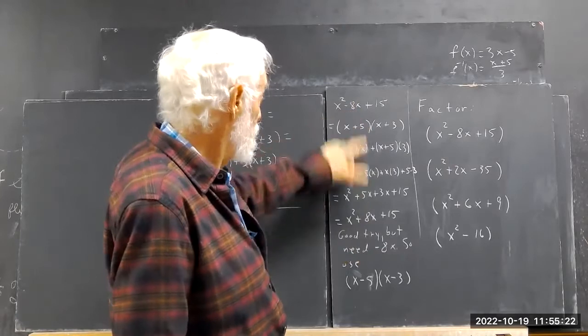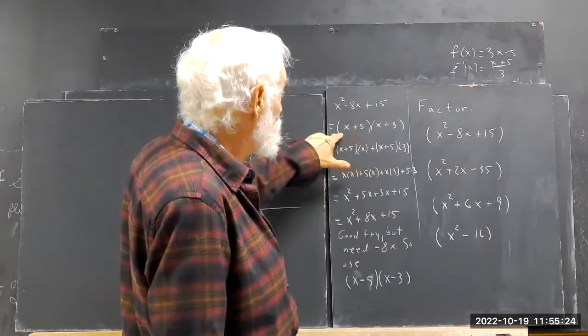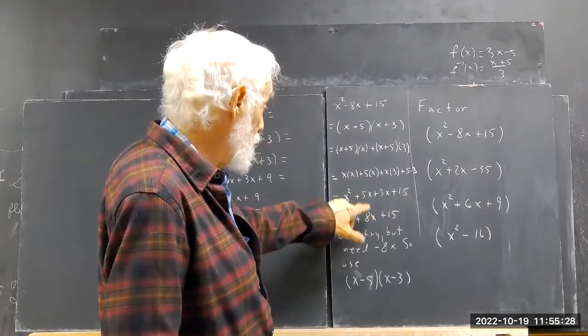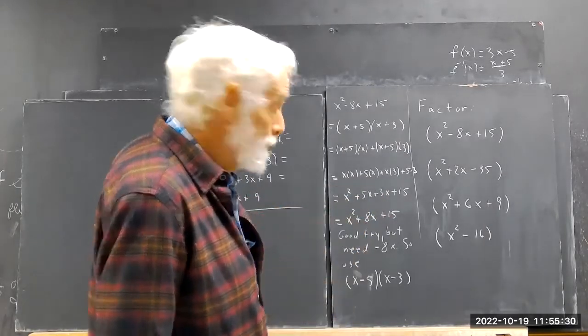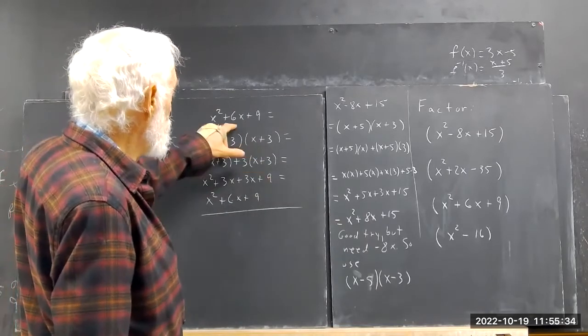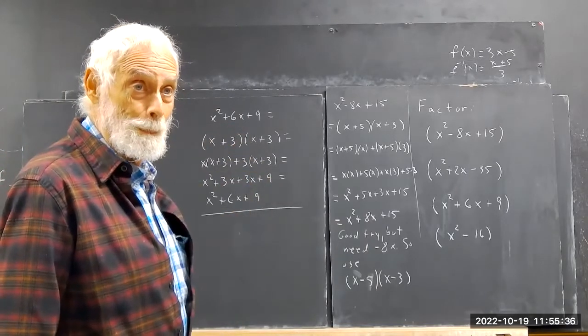Why did we get 8? Because 5 multiplied by x and 3 multiplied by x give us a 5x and a 3x. It adds up to an 8x. Here, this is going to give us a 3x. This is going to give us a 3x. It's going to give us a 6x.